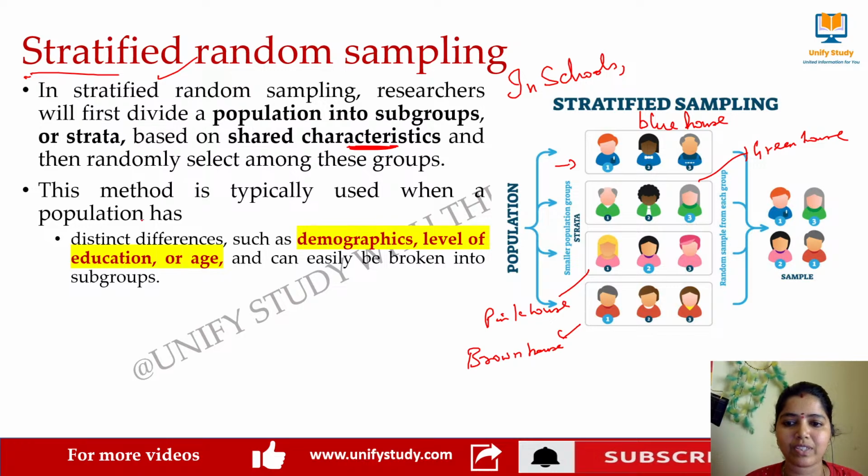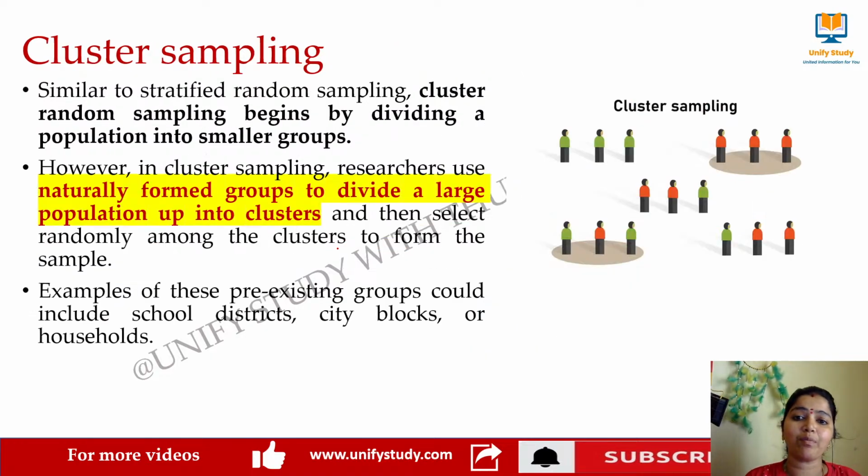Other examples can be based on distinct differences. For example, people from a common place can have some level of education, or be from the same age group. These can be the parameters to make a stratum. On one common shared characteristic they are divided into groups, and from each group one person is selected. That is called stratified sampling. Understand? Clear?